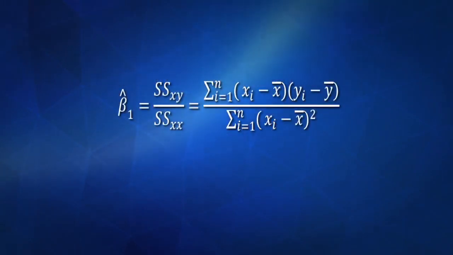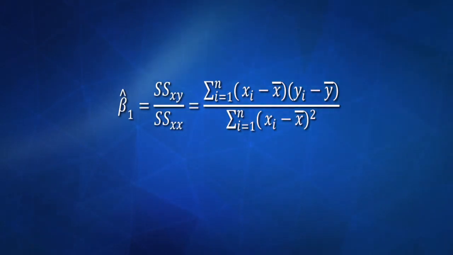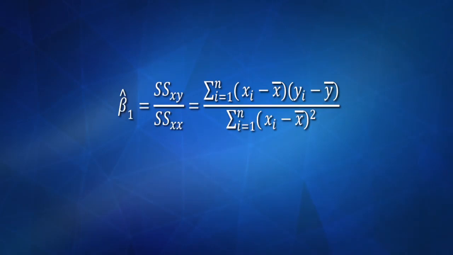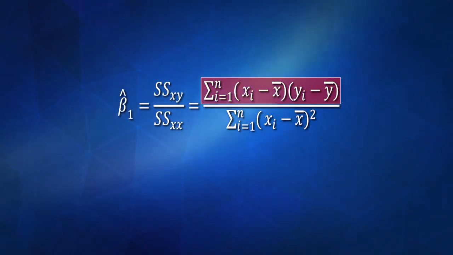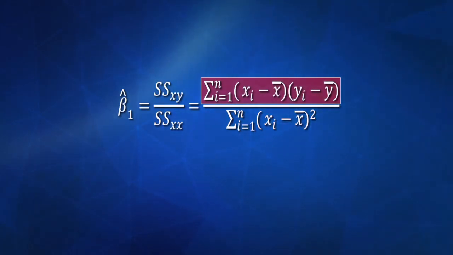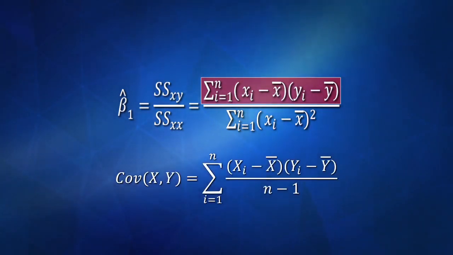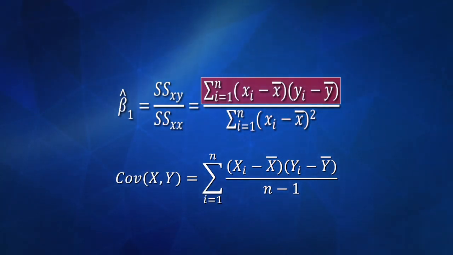All right, here's how we're going to estimate that beta 1 hat. It's equal to the ratio of what we call the sum of squares of xy over the sum of squares of x. Now we've seen this before. Look at that numerator. That's the sum as i goes from 1 to n of x sub i minus x bar times y sub i minus y bar. Now this might remind you of the numerator when we calculate the covariance between x and y. That's exactly what it is. So it's a measure of the variability between x and y.